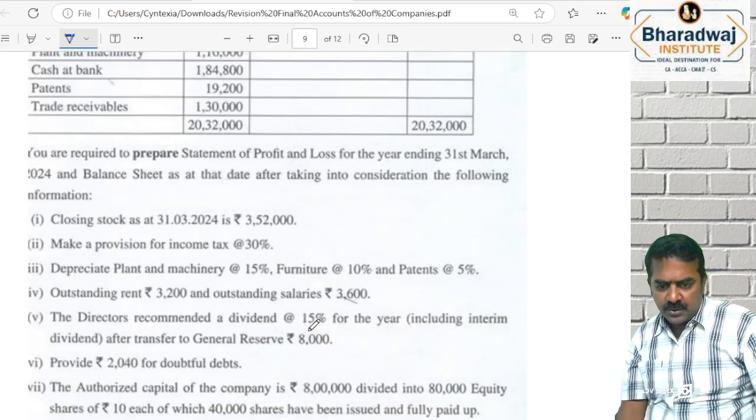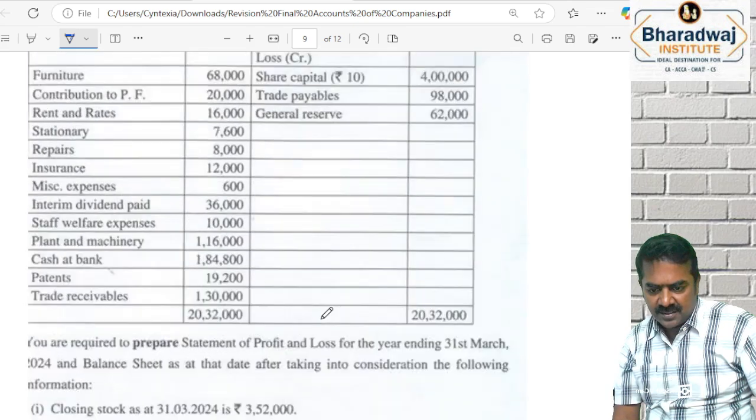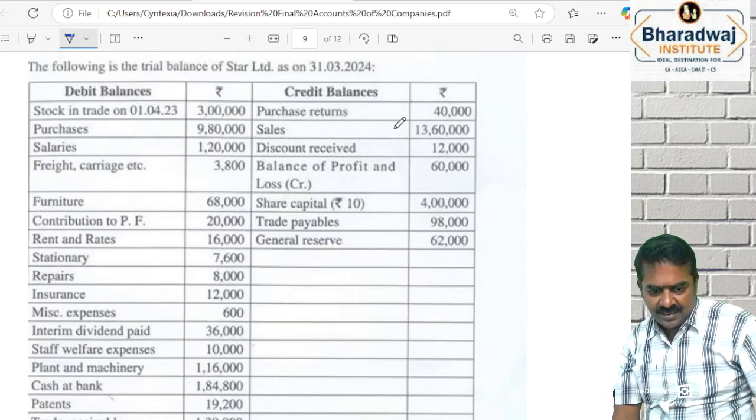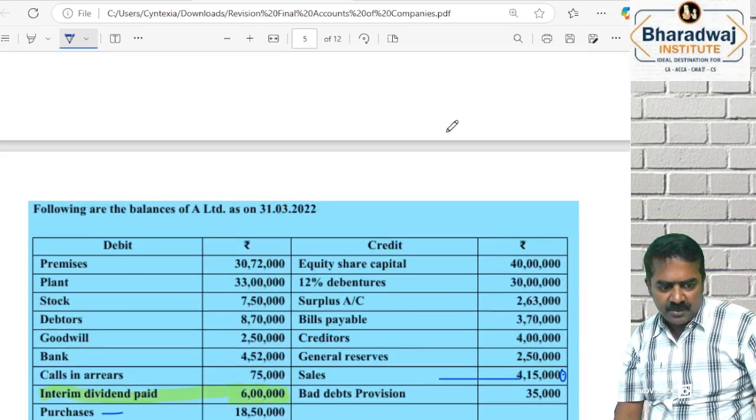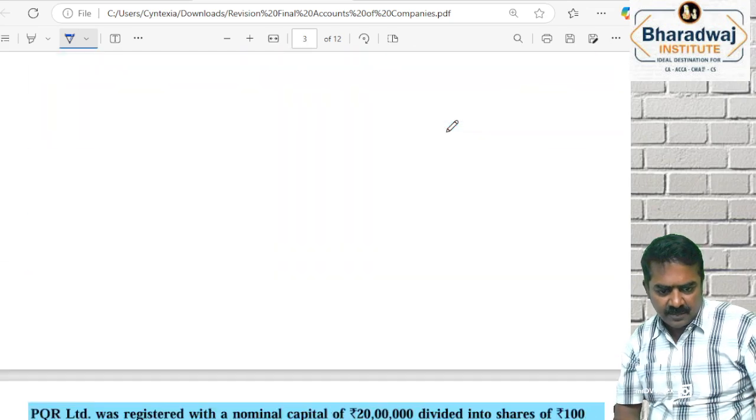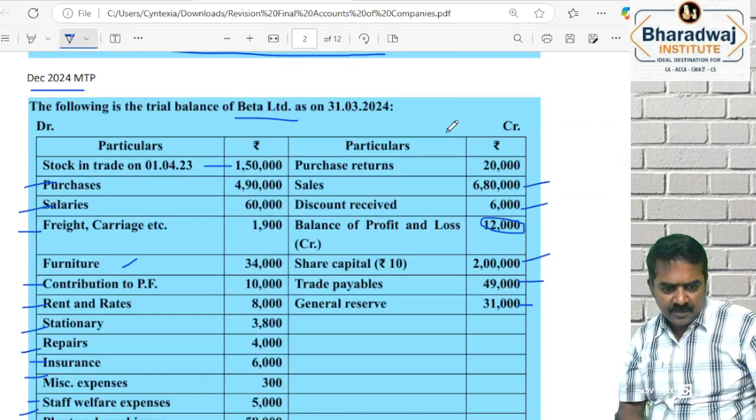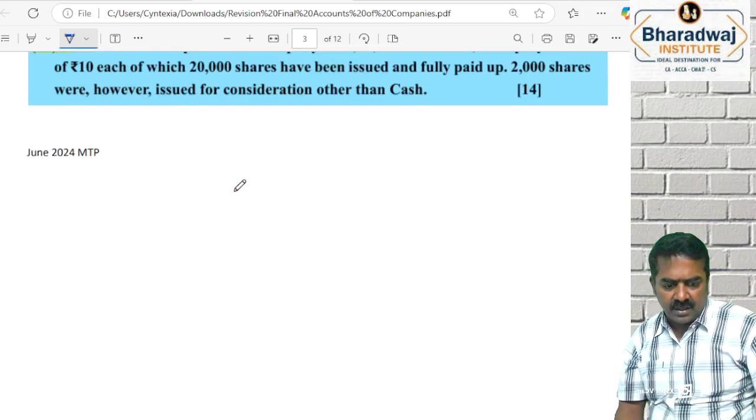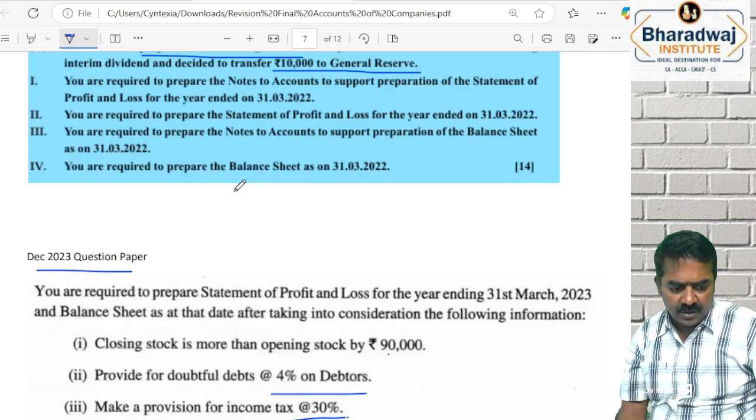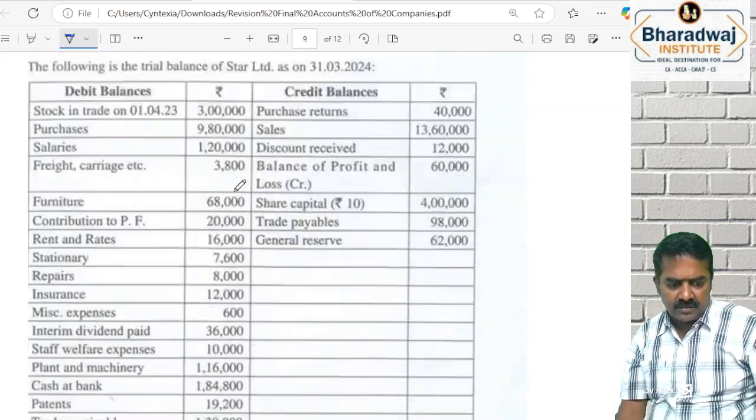This question is also similar to which question? We would have done a similar exam question. This kind of question. The December 2024 MTP. It will be the same, only numbers are different. You can check.